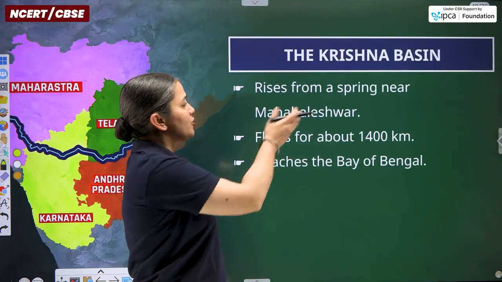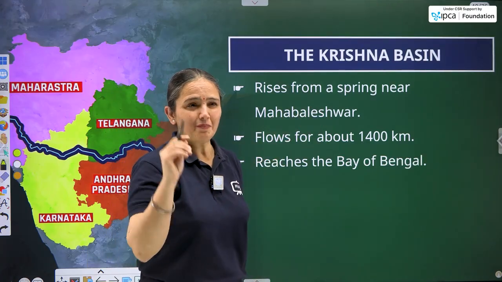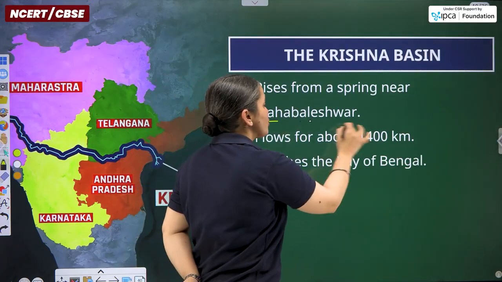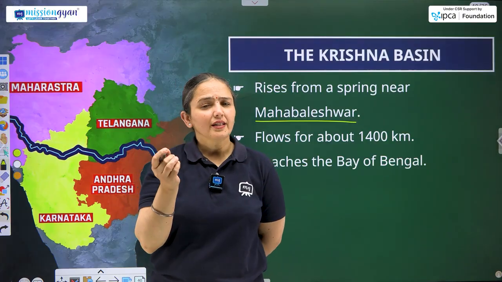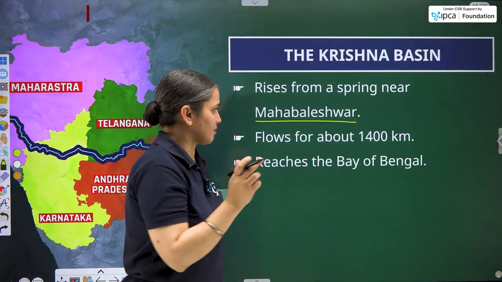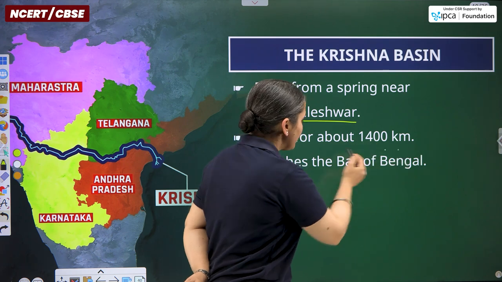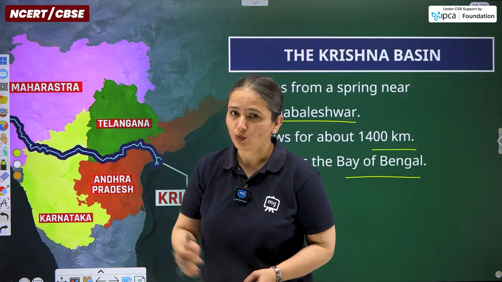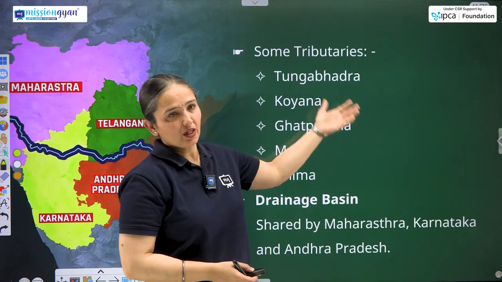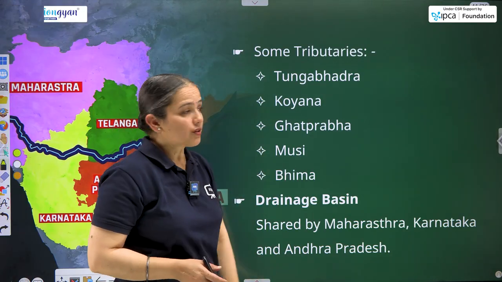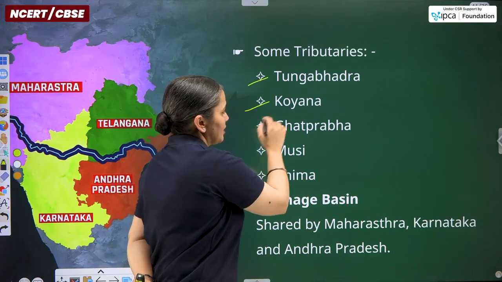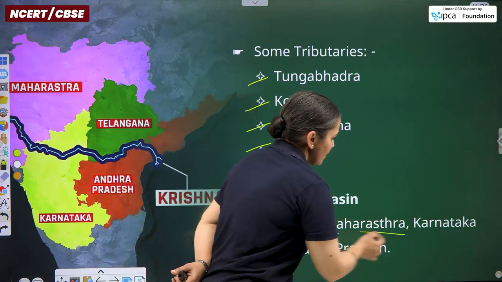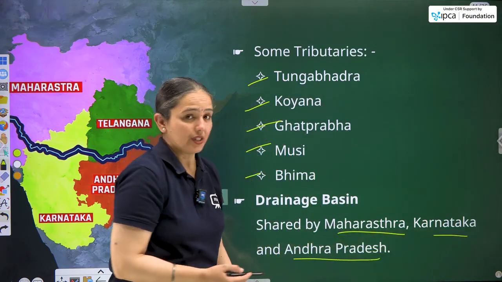The Krishna basin rises from a spring, not any particular elevated mainland, just a spring near Mahabaleshwar, the only place to be considered a hill station of Maharashtra state. It flows for about 1400 kilometers and drains into the Bay of Bengal, and here is its flow. Similarly, we'll have the flow map for the other two as well. But before that, the tributaries of this river are Tungabhadra, Koyana, Ghataprabha, Musi, Bhima, and its drainage basin covers the region of Maharashtra, Karnataka and Andhra Pradesh.